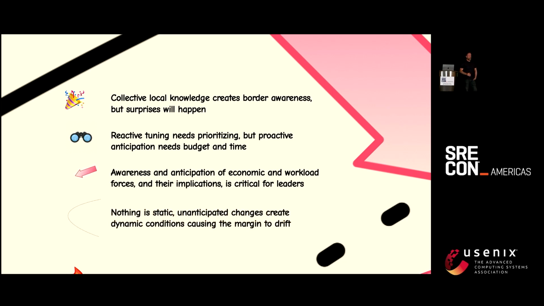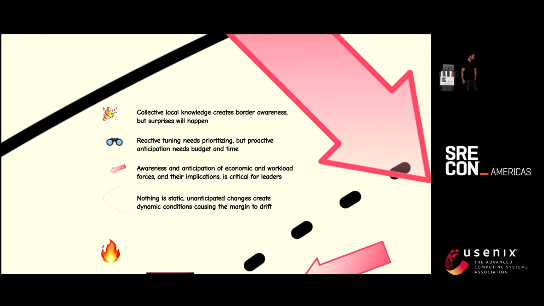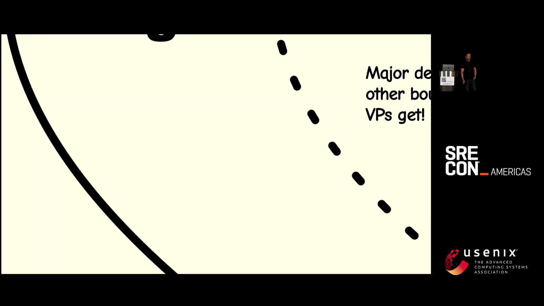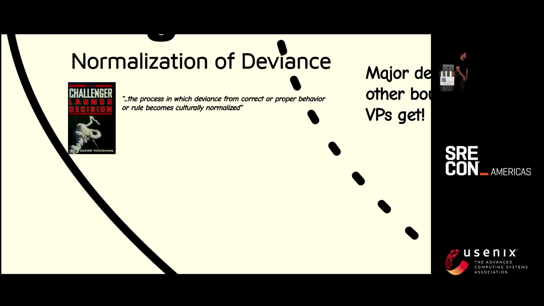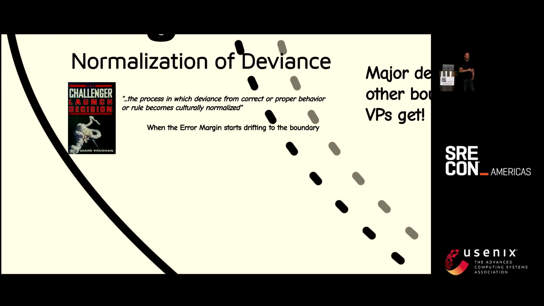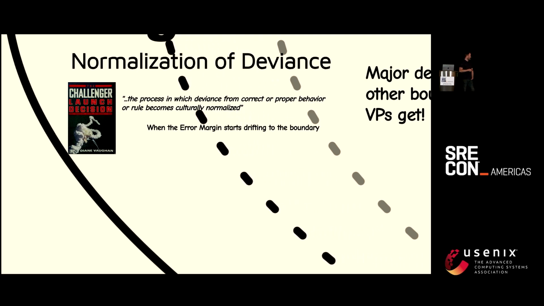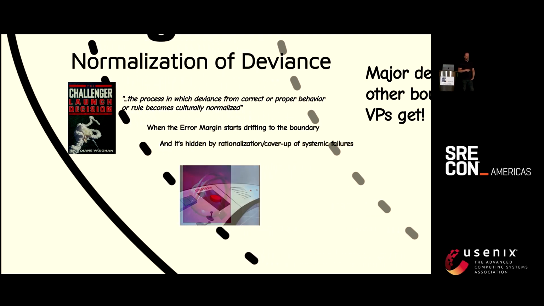And also be aware that nothing is static, and that any anticipated change is going to cause this margin to drift. So earlier I mentioned normalisation of deviance. This term was first coined by Diane Vaughan in this excellent book, The Challenger Launch Decision. It is about when things go wrong and cause this margin to drift. And it causes the margin to drift because we just literally override problems.